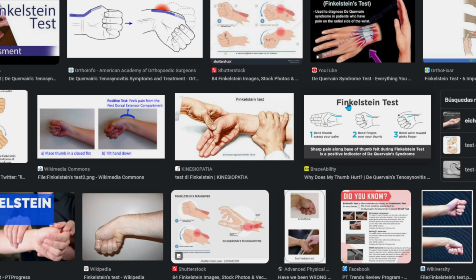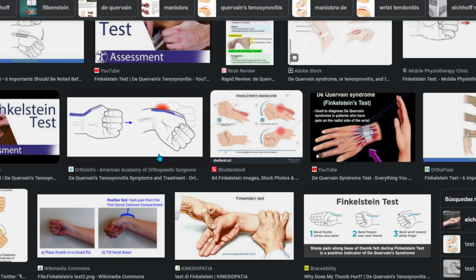So how do you test this? You do the Finkelstein test. You ask the patient to keep the hand straight, put the thumb inside the palm, and bend the fingers over it like making a fist, and then bend the wrist down toward the pinky finger. If you have pain at that moment, this is a positive Finkelstein test. If you have pain in this area when you bend your wrist down toward the pinky, that's a positive Finkelstein test.